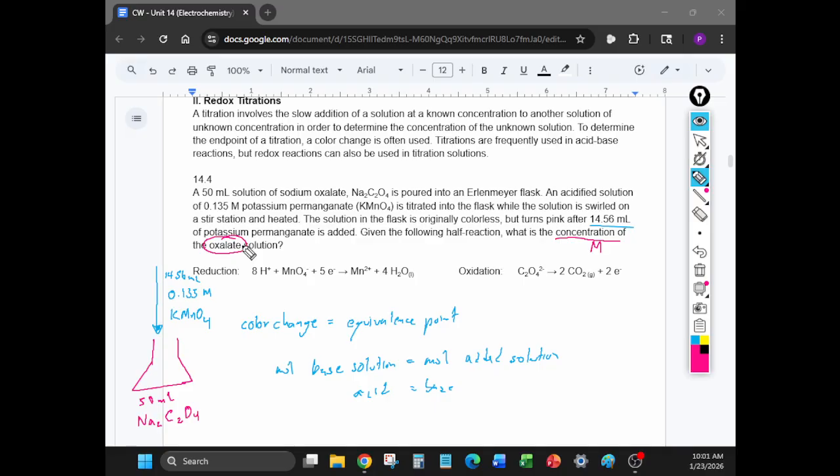The oxalate. We don't have just an oxalate by itself, but if you look, we have sodium oxalate, and you should notice this is a strong electrolyte because it is bonded with sodium, which dissociates completely in water. So sodium, there are two Nas, and if it's called sodium oxalate, sodium is the cation, oxalate is your anion. So you're looking for the molarity of this guy right here, C2O4 2-.